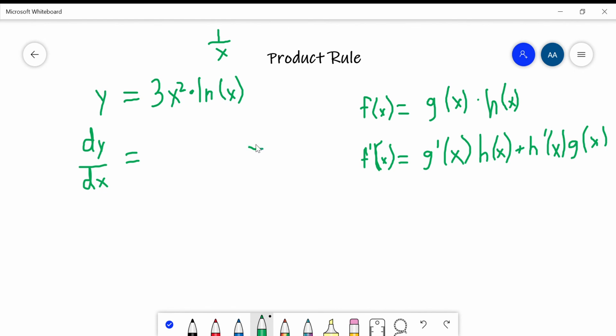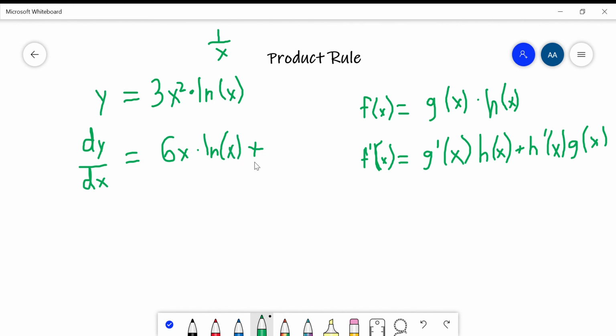So obviously we're going to have the plus sign. We're going to add two things. So g prime of x is going to be the derivative of 3x squared. Now, what's the derivative of 3x squared? That's going to be 6x. And that's going to be multiplied with ln of x. Remember, we take the derivative of the first function, and we take the normal function, just the function itself. So we just take the natural log of x.